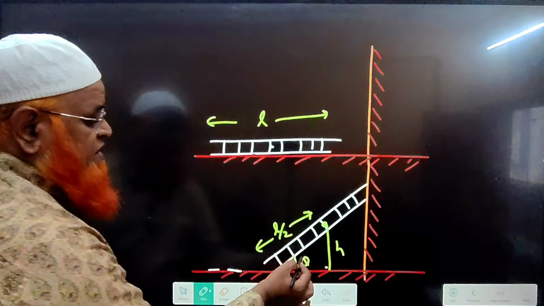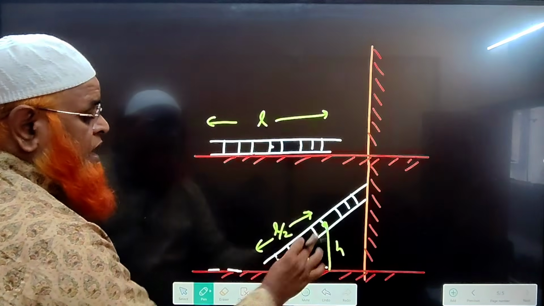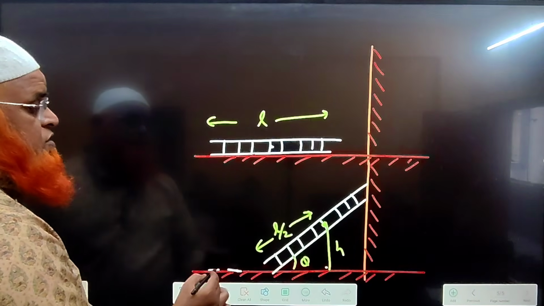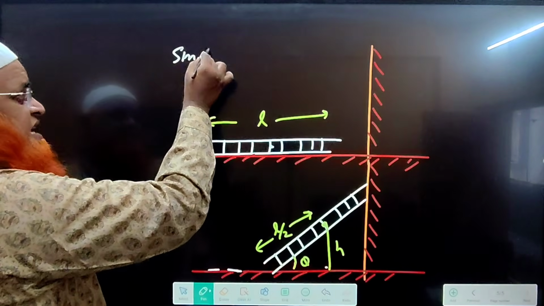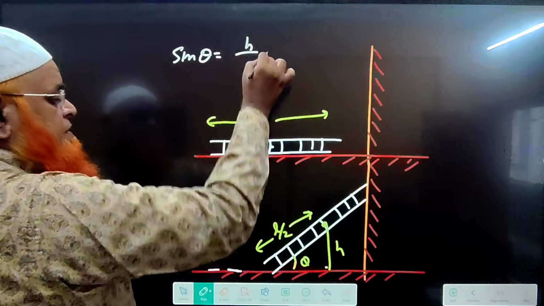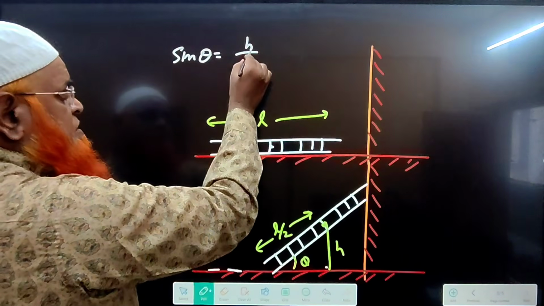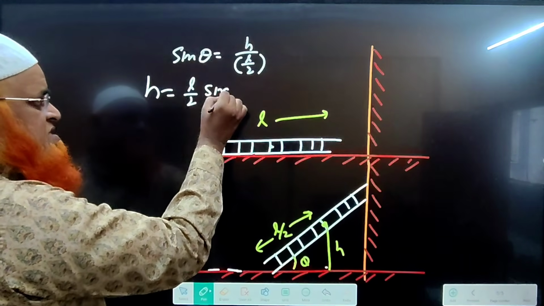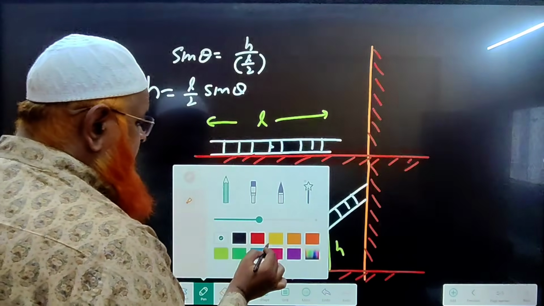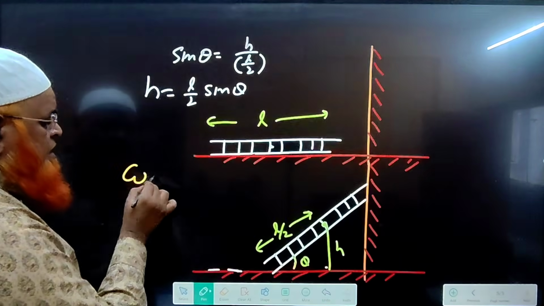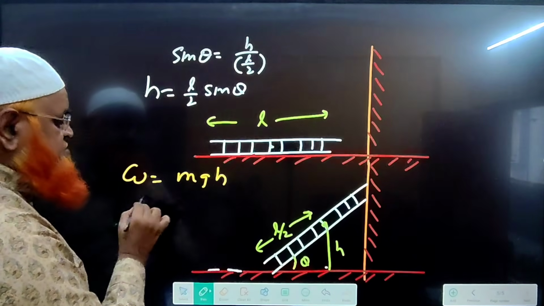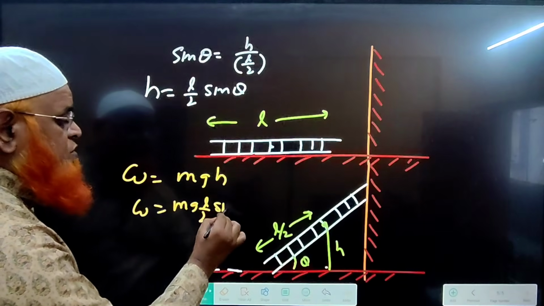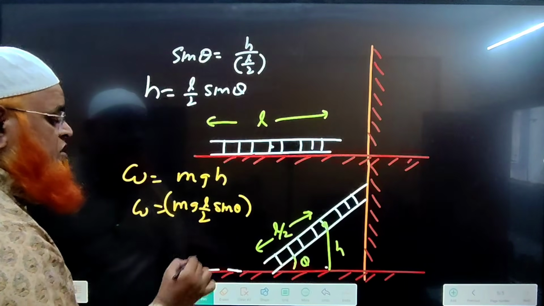So how can you find out that height here? The opposite side is the height and the hypotenuse is half of the length. So here you can write sine theta is equal to height h by hypotenuse, which is taken as L by 2. So h is equal to L by 2 sine theta. And what is the general formula for work done? Work done is nothing but mgh. So W is equal to m into g into h, which is L by 2 sine theta. So this is going to be your formula.